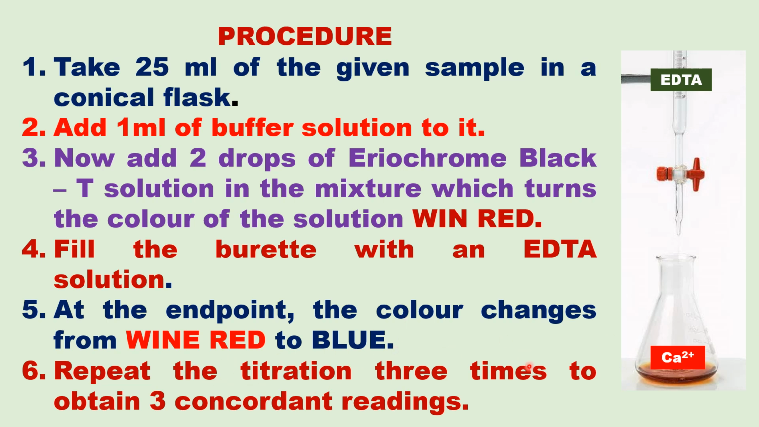Repeat the titration 3 times to get concordant readings. That means the 3 consecutive experiment readings should be the same. Now let us see, we have carried out the experiment, how the total hardness in the water sample is determined.